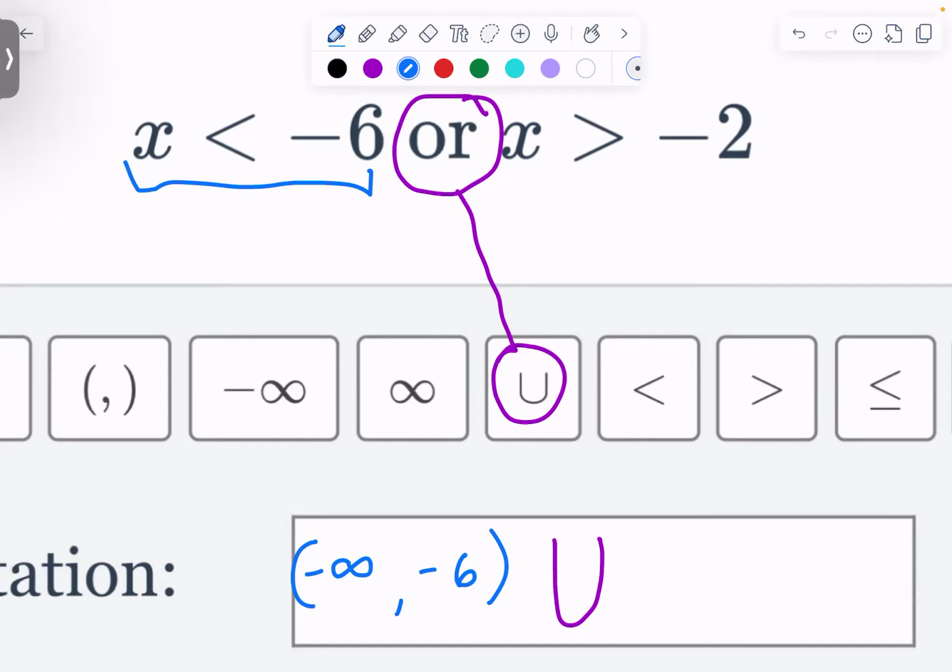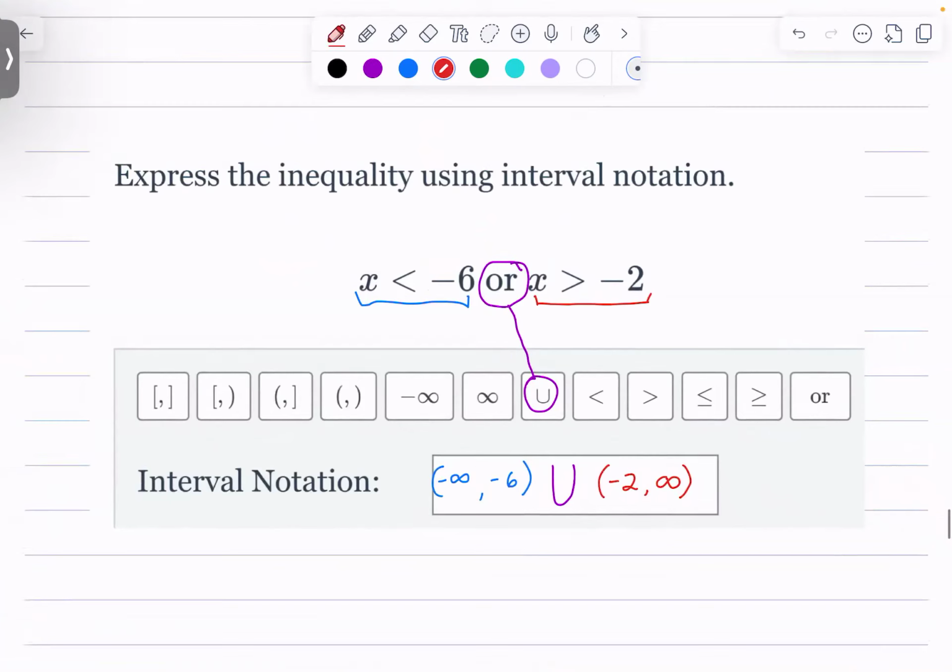So how about the other one? X is greater than -2. What's my low number? What's my high number? Infinity. And again, infinity, it's an idea, so it's parentheses. How about at -2? Parentheses as well. So that's my answer. All right? Okay? So those are the examples for 1.1. All right. Thank you.